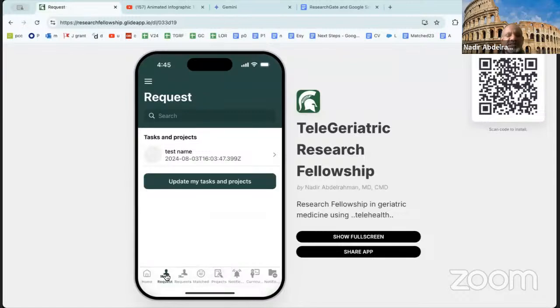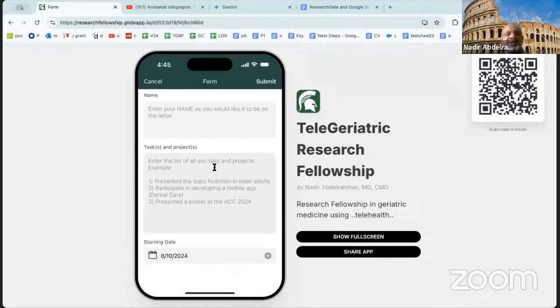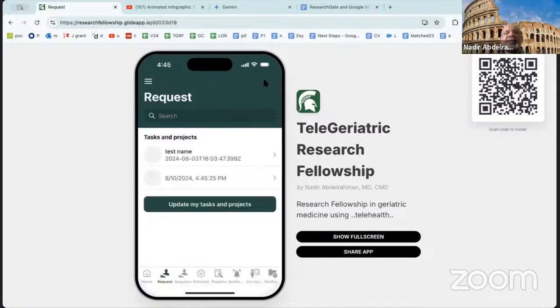So for you guys, it will be showing like this. You request a letter, but in this part, I want you to show me exactly what you did. You list whatever you did during the fellowship so that I can add some of this in the recommendation letter, if that makes sense.